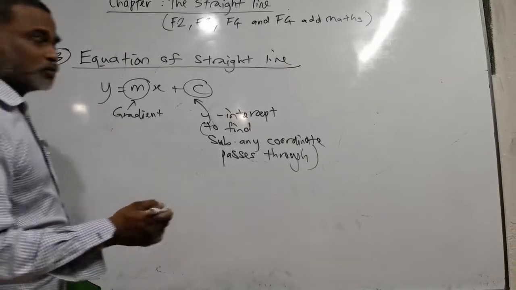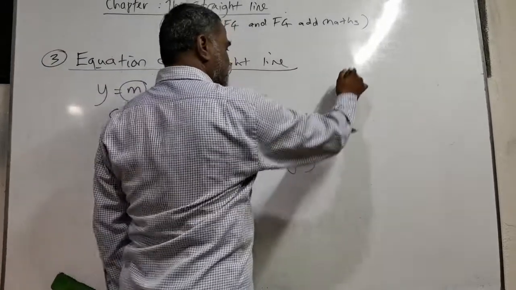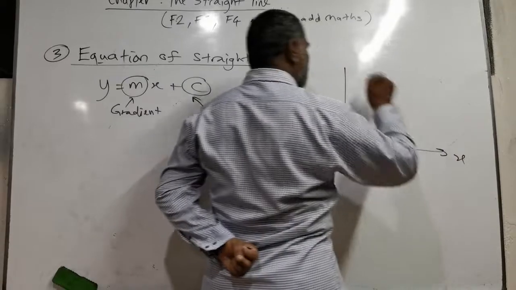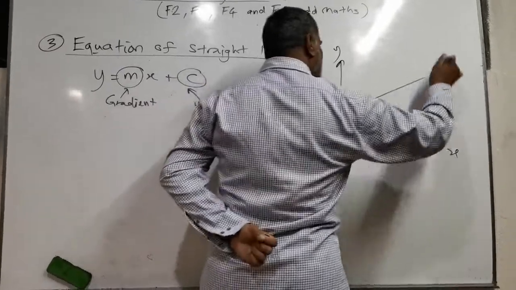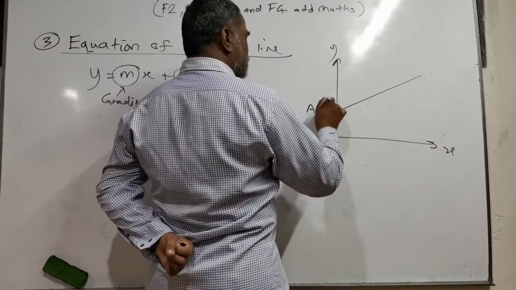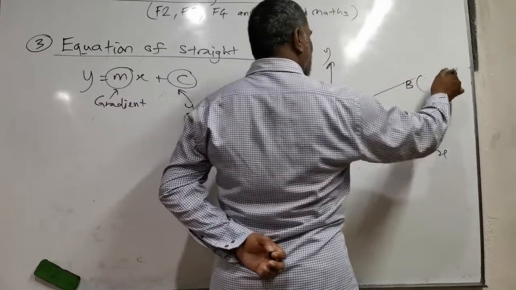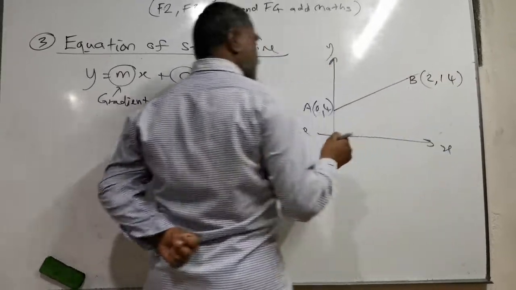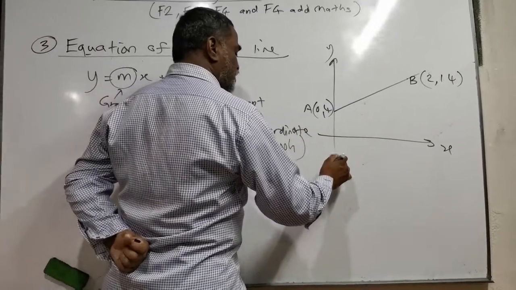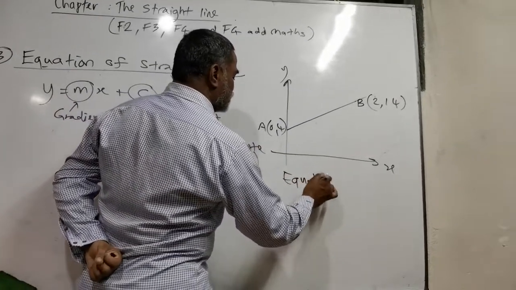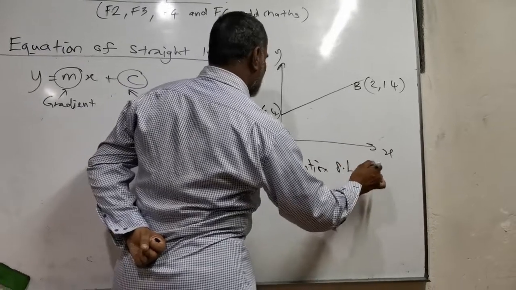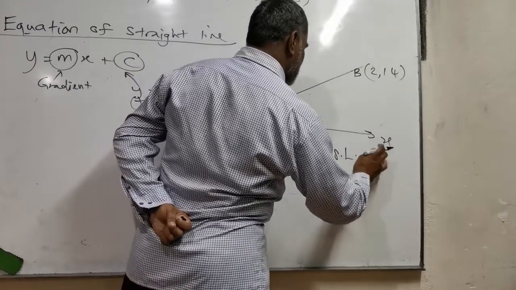How does the question ask you? Let's say this one straight line. I give you A is (0, 4) and B is (2, 14). In the exam, the question will ask: find the equation of straight line AB. So this is the question they will ask you.